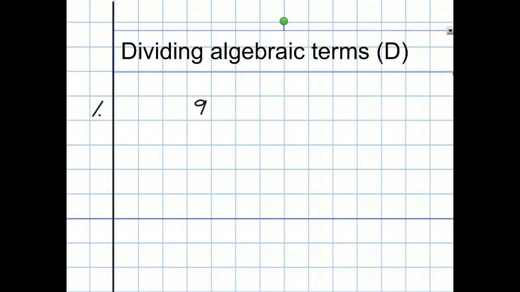Just have a quick look at when we multiply. 9 times y. Well, we omit the times sign and we write 9y. So what about when we divide? For instance, 5 divided by y. Well, we just write that as a fraction, 5 over y.